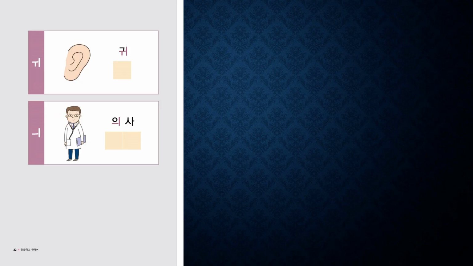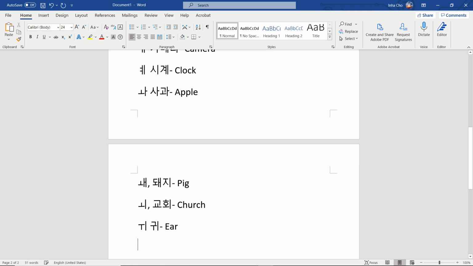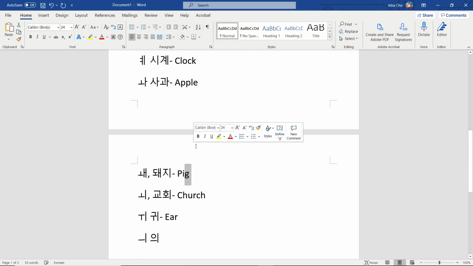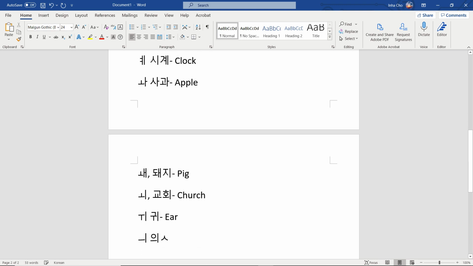Alrighty. And finally page 22. You have 위. So we put 기억 and then 위. 구위. 구위 is ear. And then finally 의. We have 의. 이응, right? We have 의. Same as this. 의. 사. 의사 is doctor.